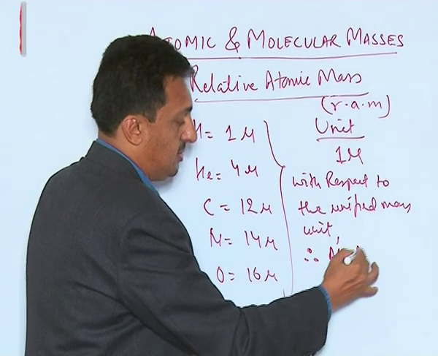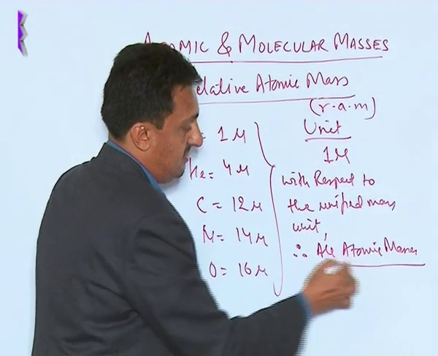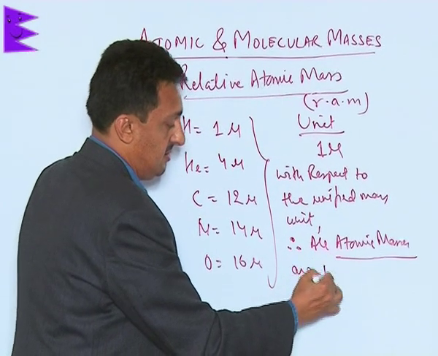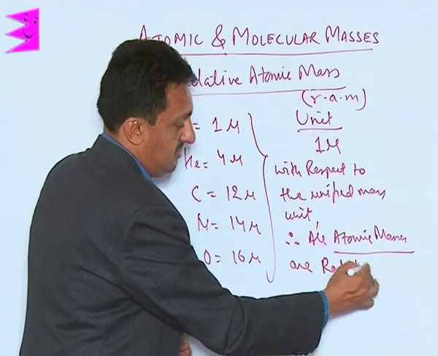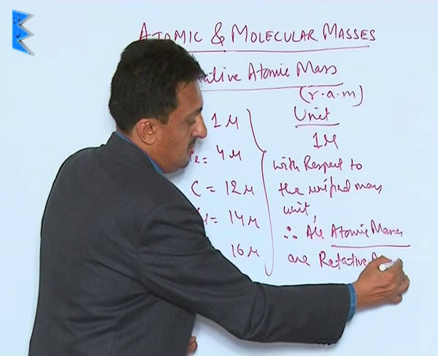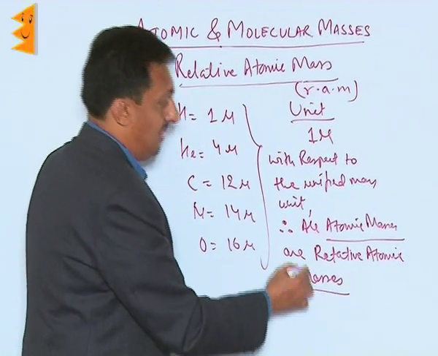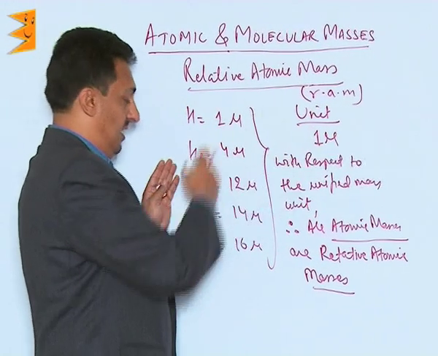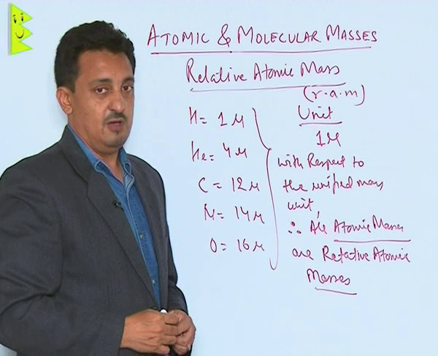Therefore, all atomic masses are relative atomic masses. Remember, because they are with respect to this unit, so this is how we have compared them, and that is how they are called relative atomic masses.